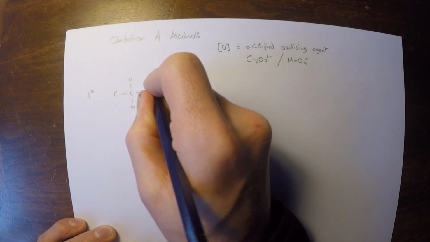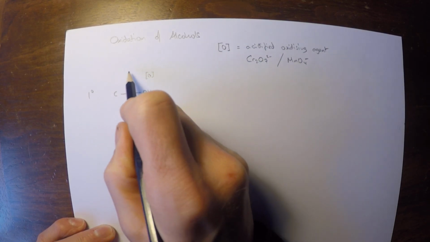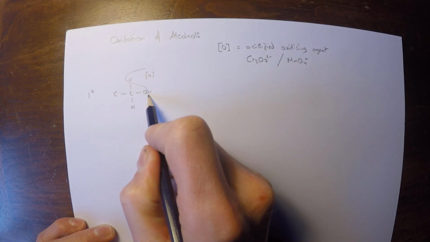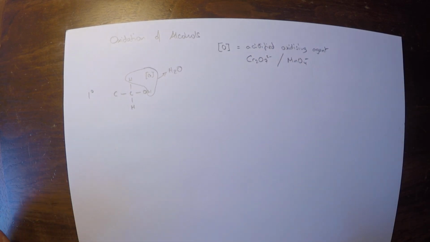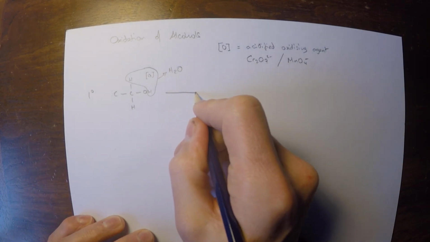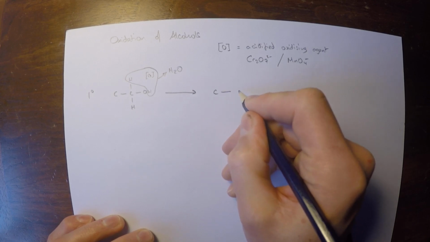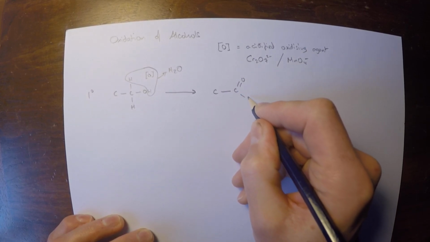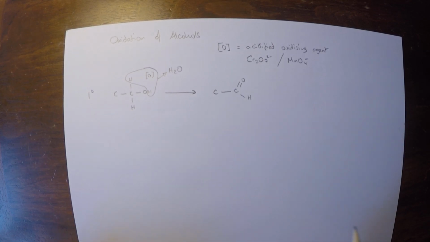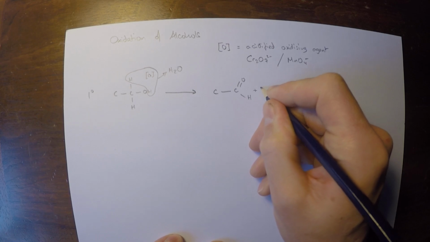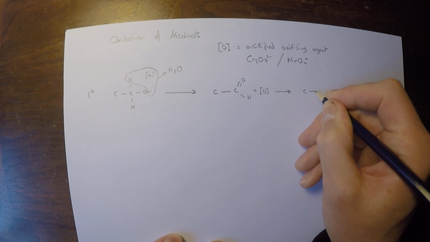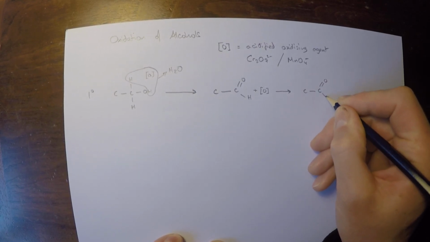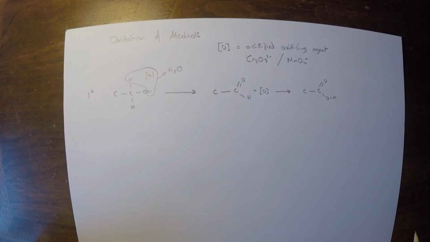The first step of oxidation involving the oxidizing agent will remove two of these hydrogens. So these two hydrogens will leave in the form of a water molecule. And the product of this process will be an aldehyde, and of course water. This aldehyde molecule can be further oxidized if it is exposed to more oxidizing agent, and it will be further oxidized into a carboxylic acid molecule.